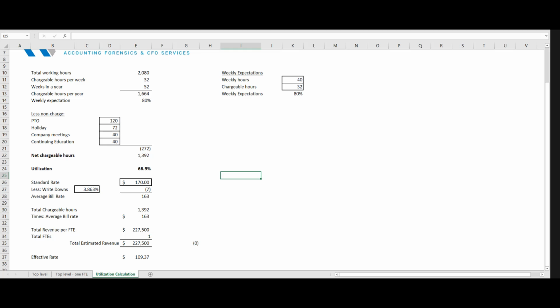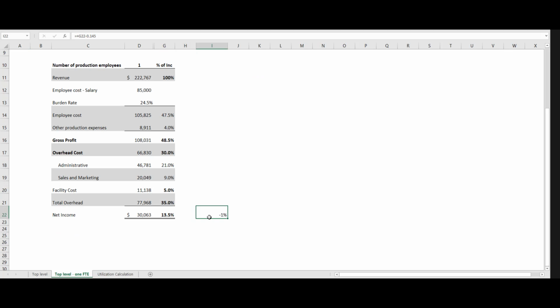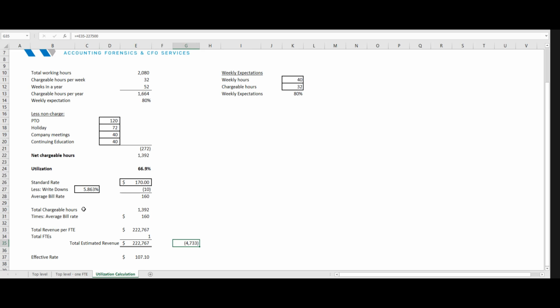Now let's look at our write down. So let's assume we are not as efficient as we used to be. And let's now assume, instead of 3% write down in this particular example, we are now at 5.8% write down. What effect does that have? Well, you just lost $4,700 because your staff are not as efficient as they should be. You're having to write off a lot more time of theirs. And again, this is without putting in any overtime or any additional chargeable hours. And again, that goes through your bottom line. Your net income has dropped by 1%, all because of inefficiencies.